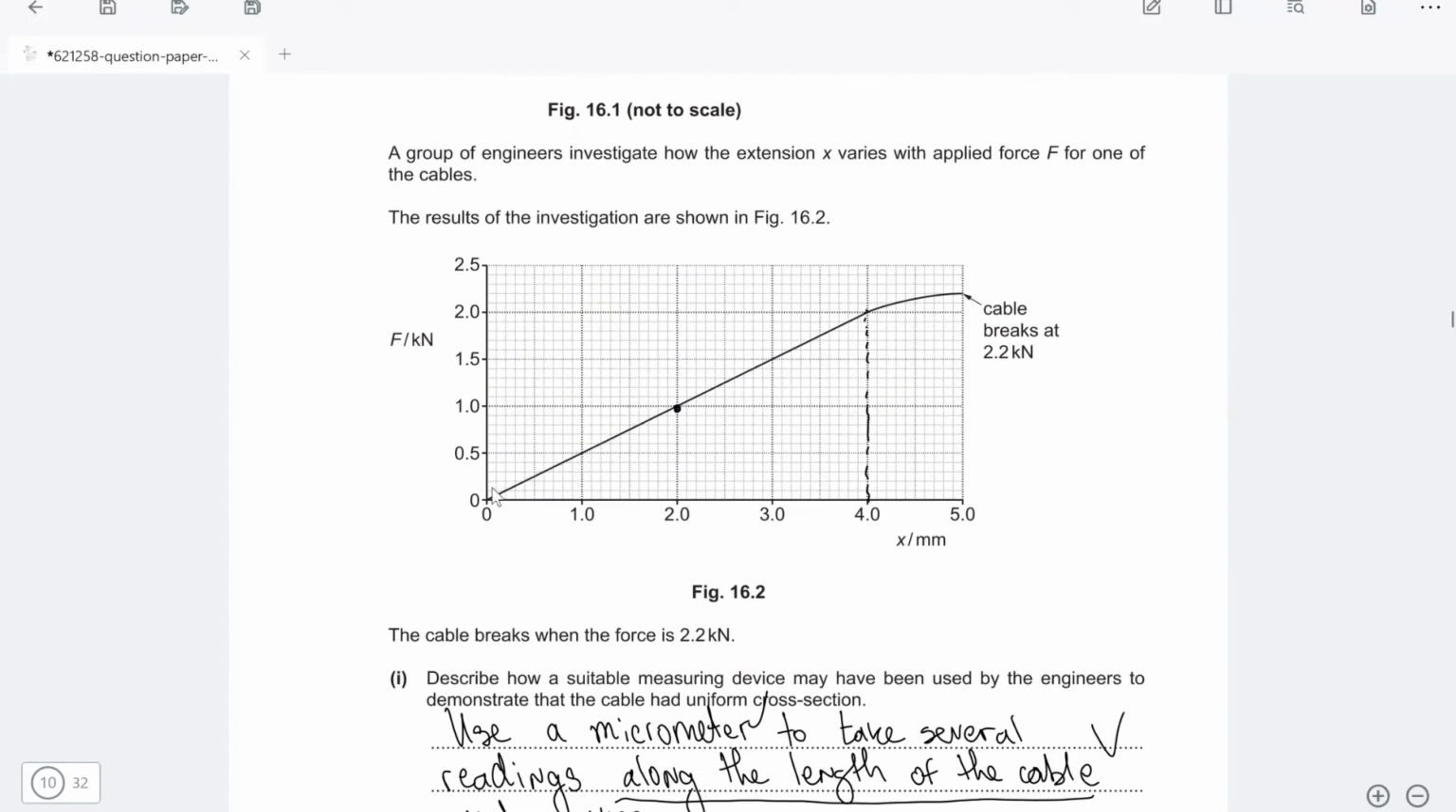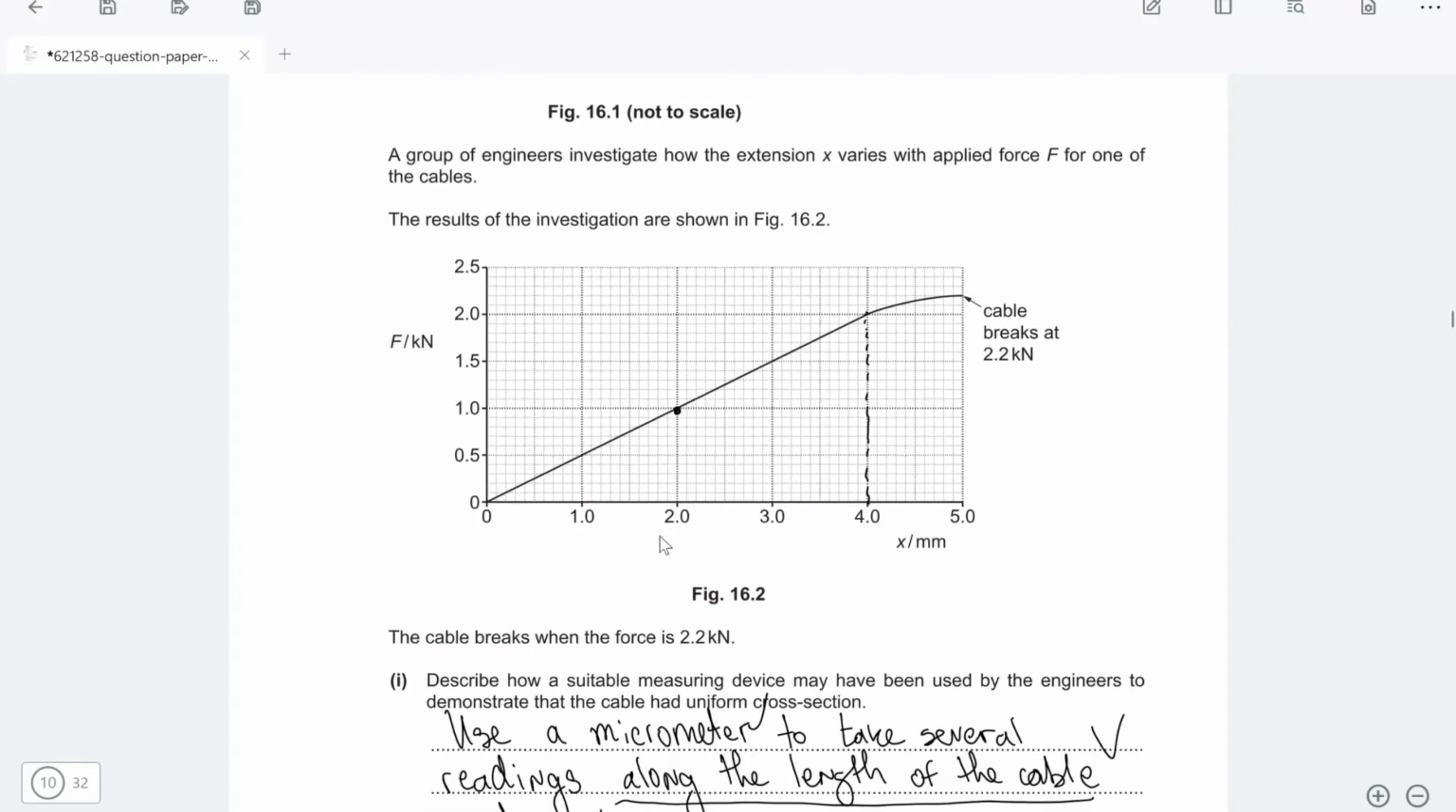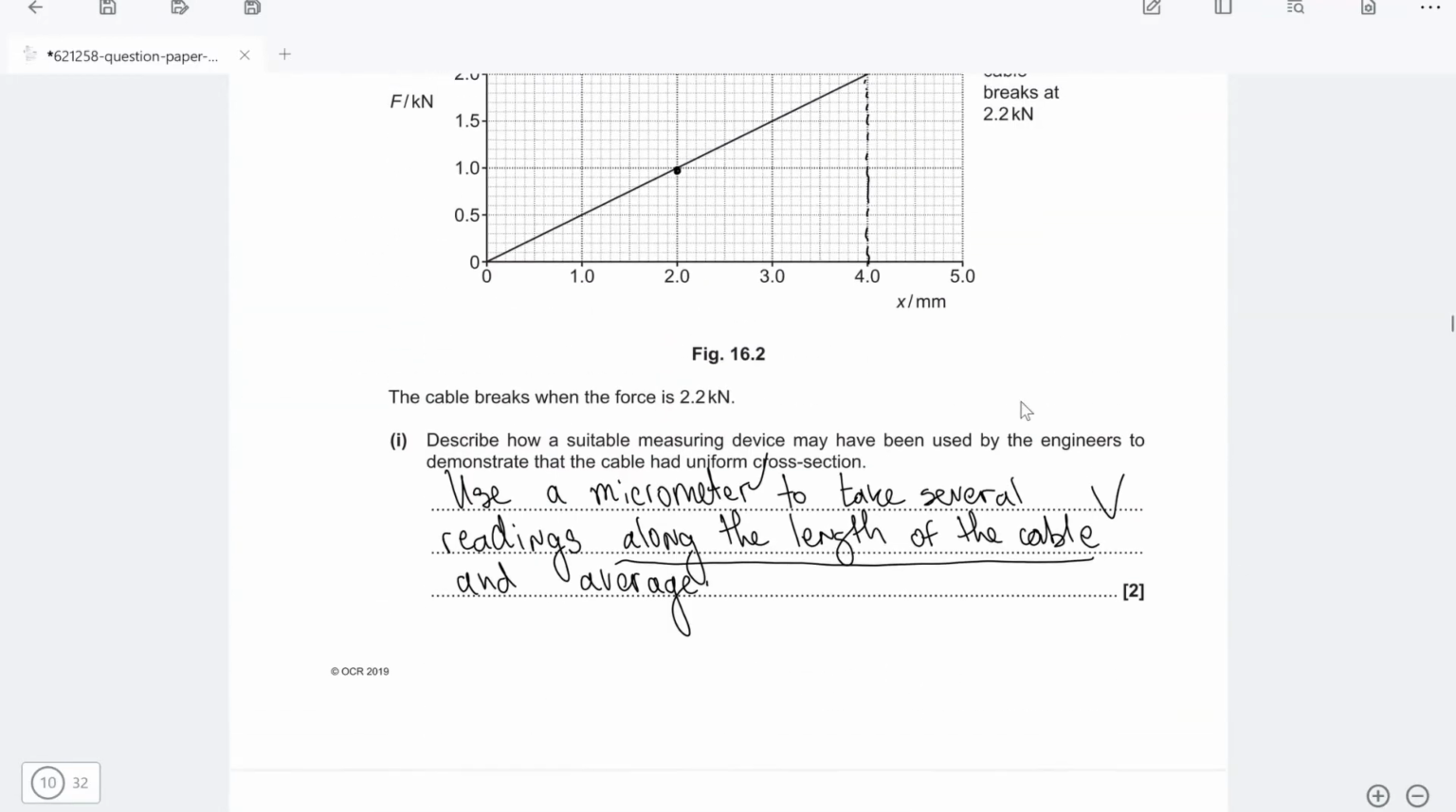So next one, state any value of F when the cable behaves elastically and plastically. Now, the material behaves elastically along this first portion when the force is directly proportional to x, and this is a straight line graph. So any value of F between 0 and approximately 2 will be sufficient. So I've taken, for instance, 1 kilonewton. For a plastic behavior, when the material no longer returns to its original shape, any value from here, approximately 2 kilonewtons or so to about 2.2 kilonewtons, will also do the trick.